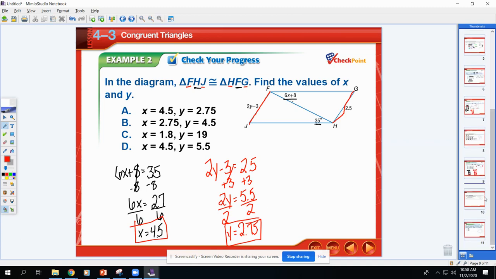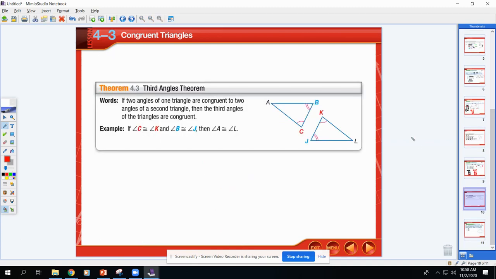All right, moving on. We got the third angle theorem here. The third angle theorem says that if two angles of one triangle are congruent to two angles of a second triangle, then the third angles of the triangles are congruent. So, as you can see here, angle C is congruent to angle K. Why? Because they both have one loop mark. Likewise, angle B is congruent to angle J because they both have two.